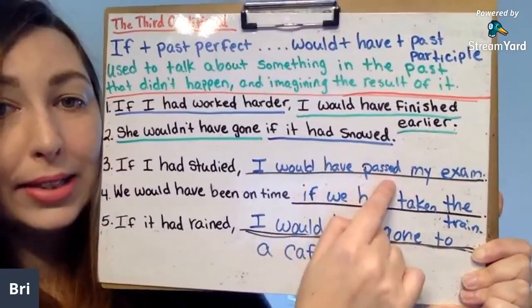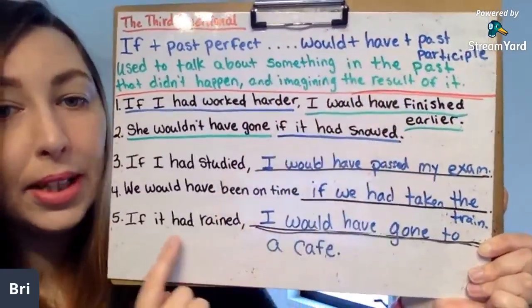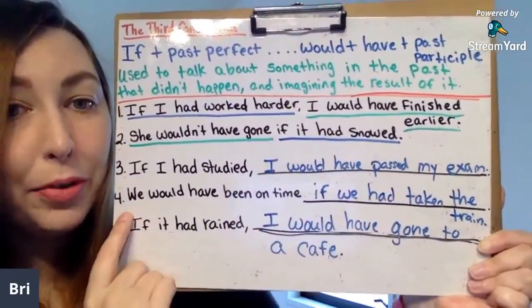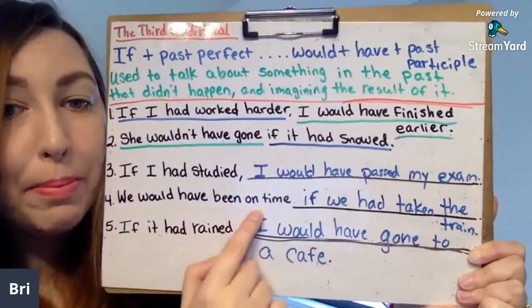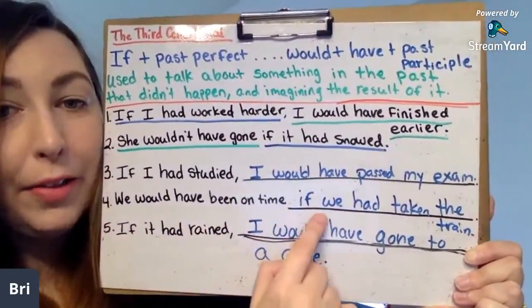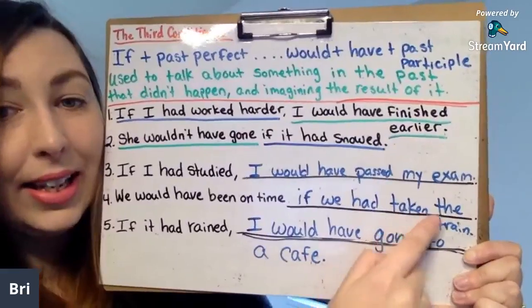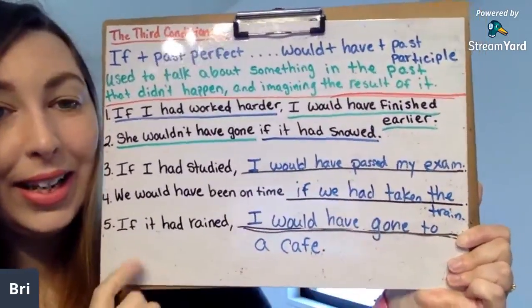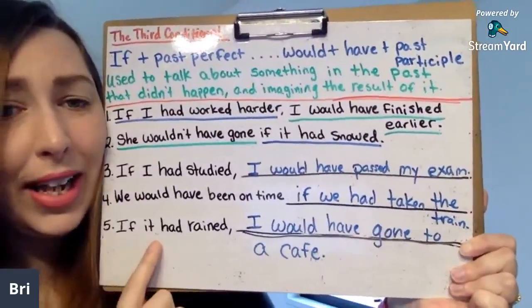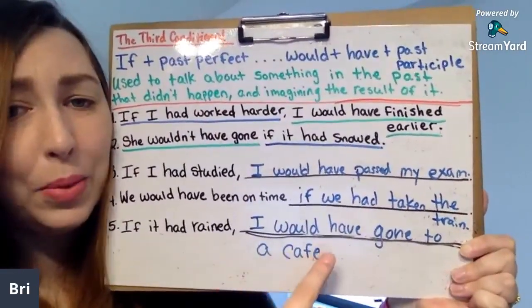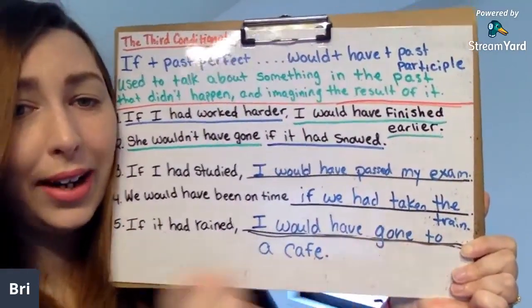Would have passed, past participle. Okay. Number 4, we would have been on time if we had taken the train. Very good. Number 5, if it had rained, I would have gone to a cafe.